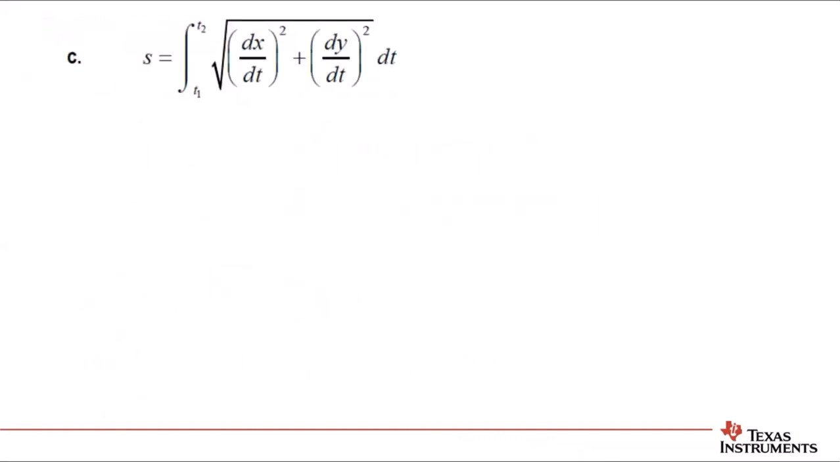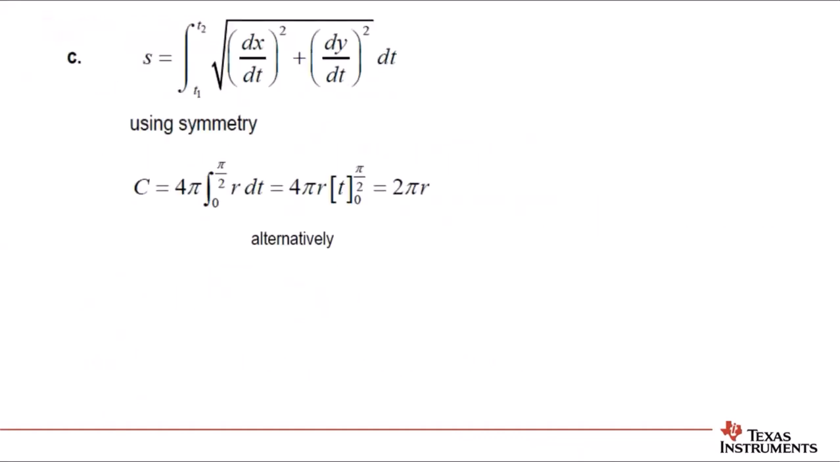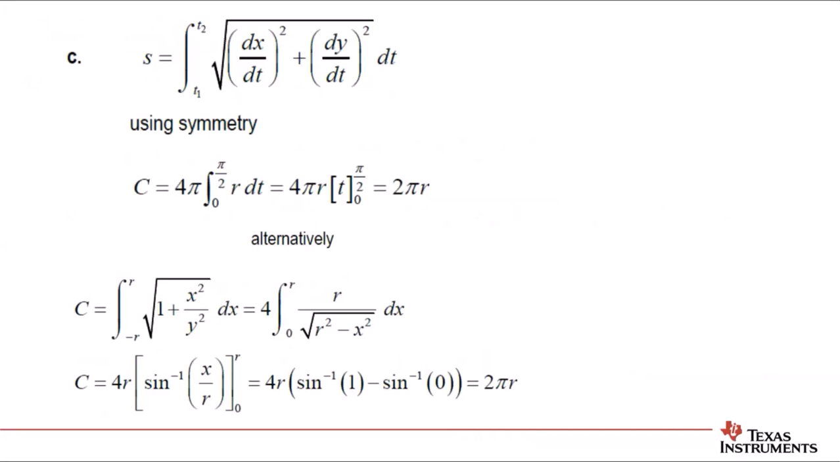And once again, we could do that parametrically, or alternatively using the functional form. We get the integral there of r over root r squared minus x squared, which you can see is r sine inverse of x over r, and we get the same result for the total circumference of a circle of radius r.